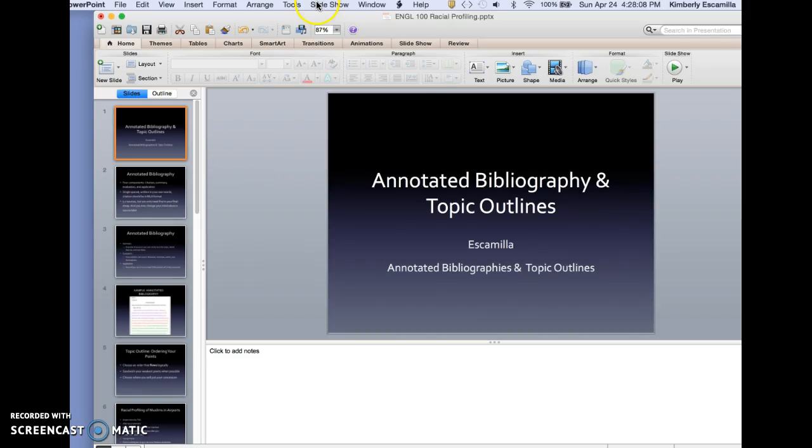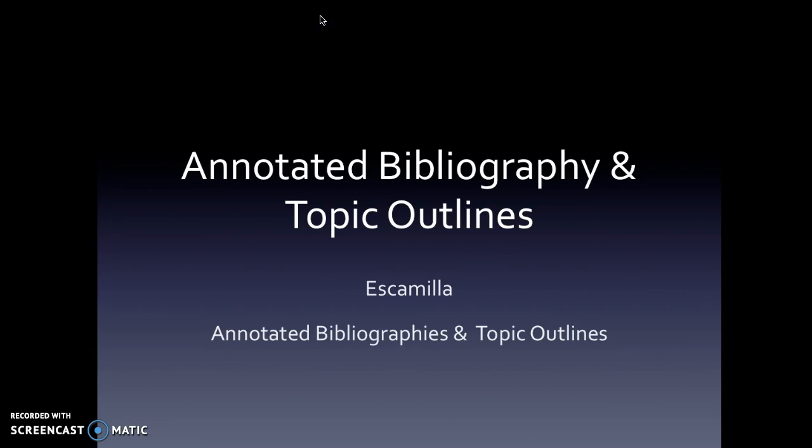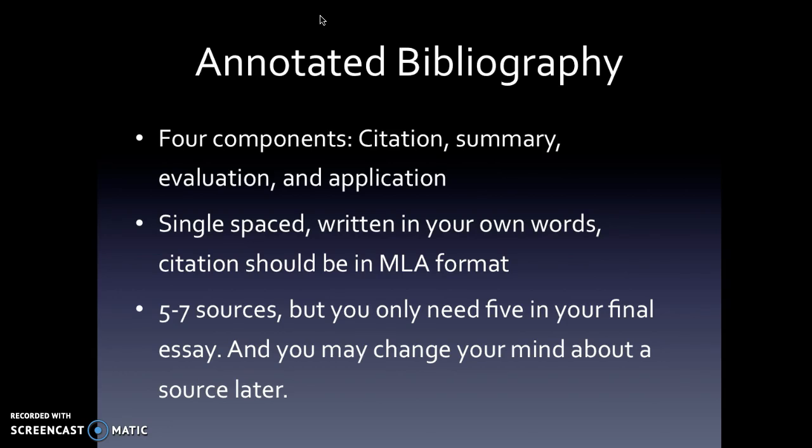Hi, I just wanted to give a quick overview of the two steps in this process for writing the research paper that are going to be different. And that's annotated bibliographies and topic outlines. So the annotated bibliography is a step that you're going to take when you do your research.